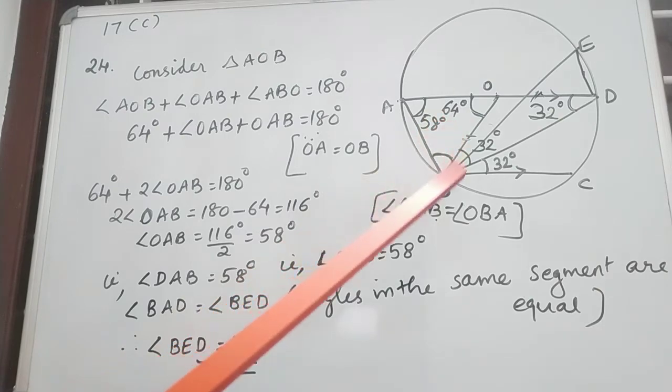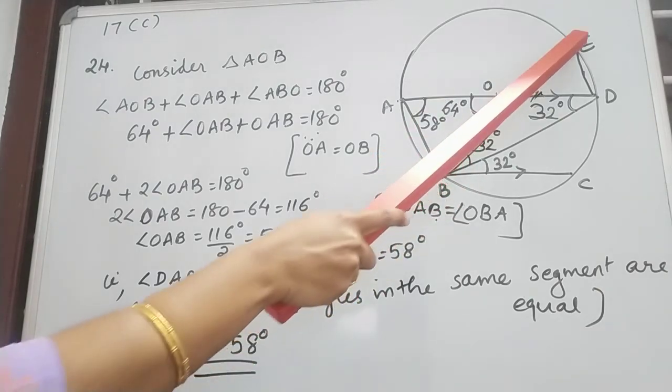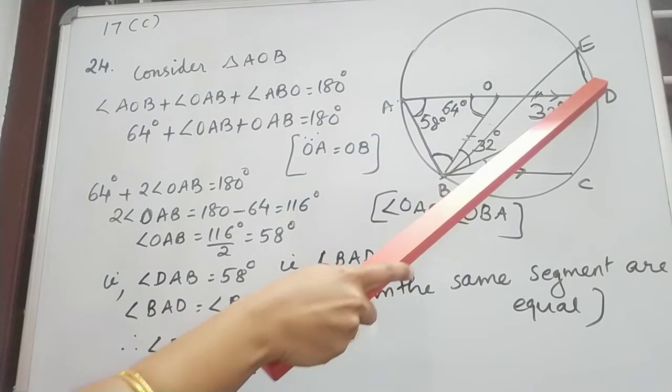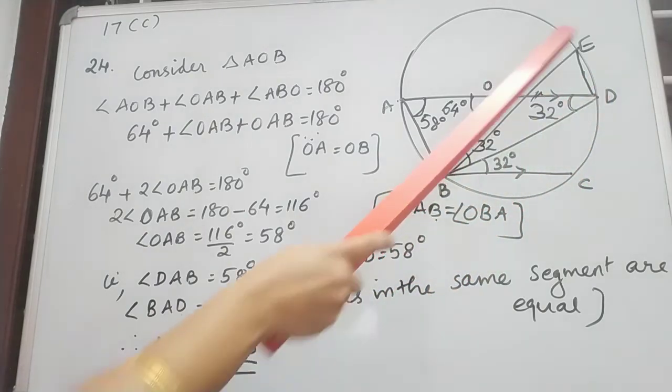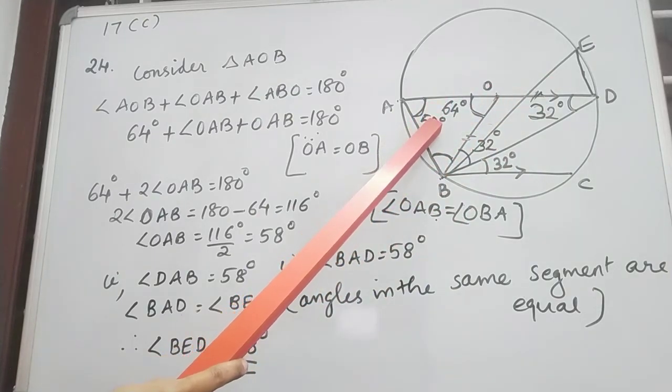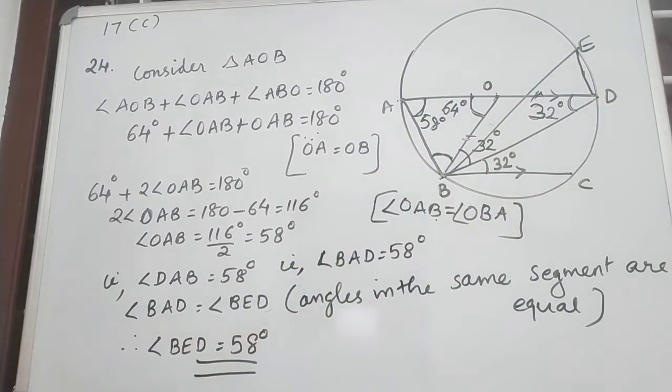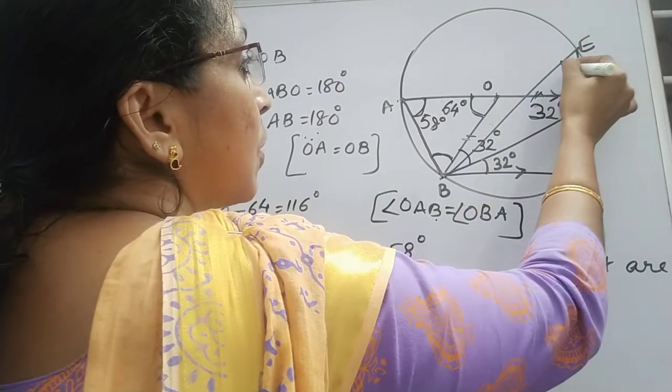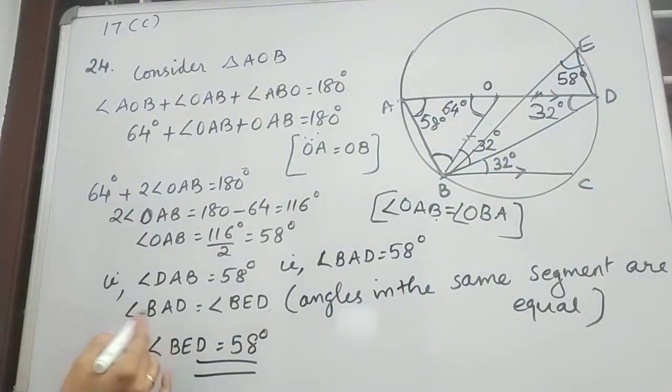We want to find out BED. BAD lies in this segment BD. BED also lies in this segment BD. We have BAD is 58. So BED also will be 58. What is the reason? Angles in the same segment are equal. So BED is equal to 58 since BAD is equal to 58 degrees. We can write BED also as 58 degrees. So that is the angle BED we wanted to find out. Okay. Thank you.